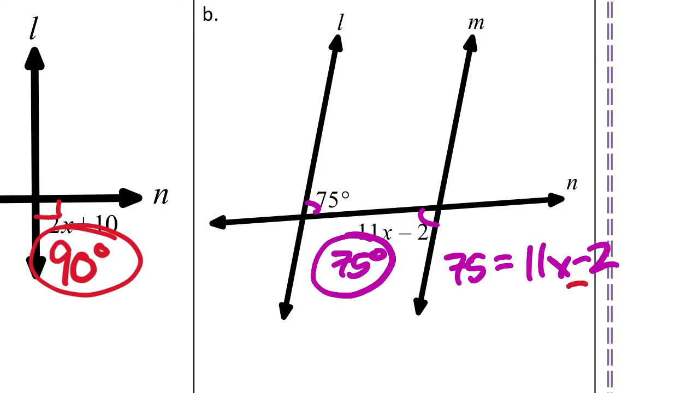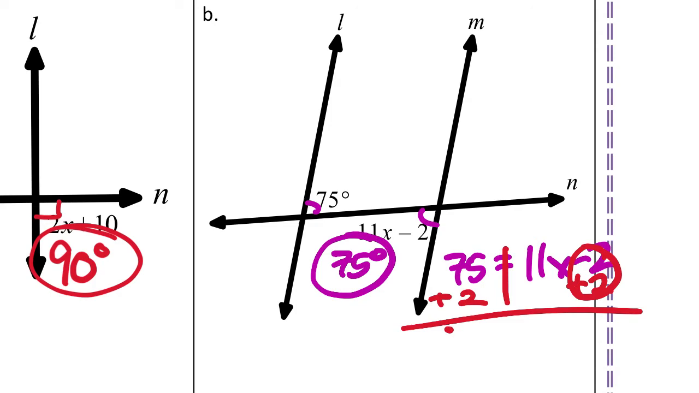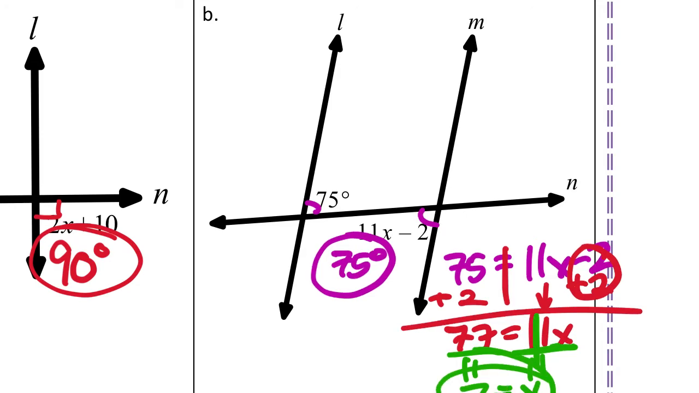But let's solve for x, so I'd say, let's add 2 to both sides to zero out that negative 2. So 75 plus 2 is 77, which now equals, we'll drop the 11x, and then divide both sides by 11 to make that 1x. X now equals 77 divided by 11 is 7. So now we have that corresponding x value that goes with it too.